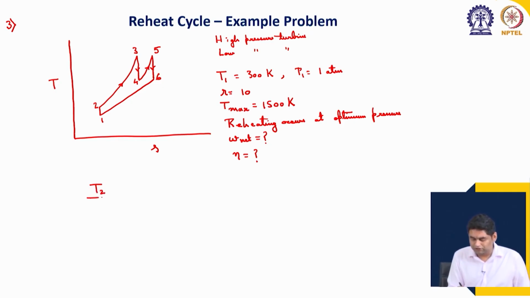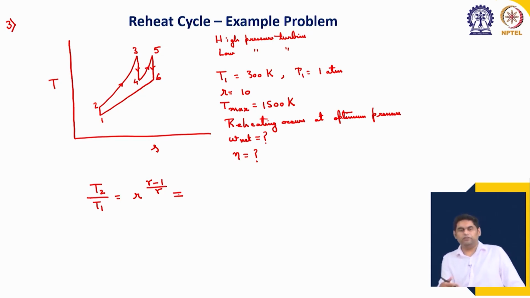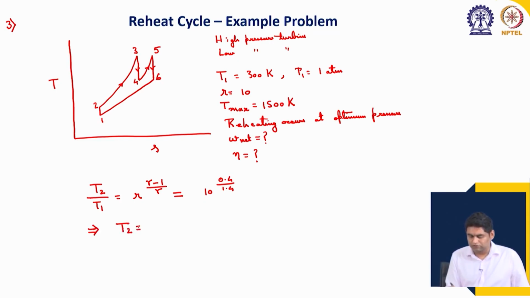So, T2 by T1, just for the sake of completeness you can again check the previous problem also, is r to the power gamma minus 1 by gamma. I am writing everything down, because that way you will know, if it was an independent problem, a separate problem with separate values, what are the steps that are involved. Okay. So, T2 by T1 is equal to r to the power gamma minus 1 by gamma, r is given as 10. So, 10 to the power 0.4 by 1.4, which means that T2 is equal to, exactly the same value, 579.